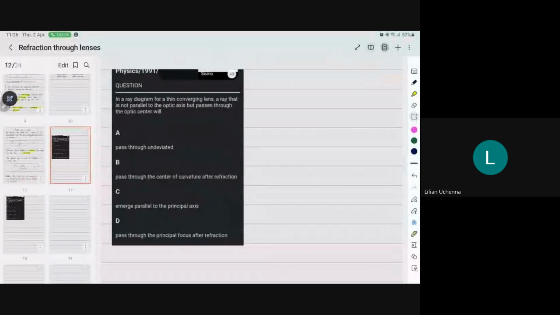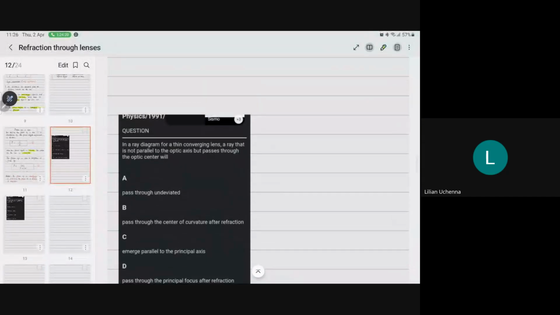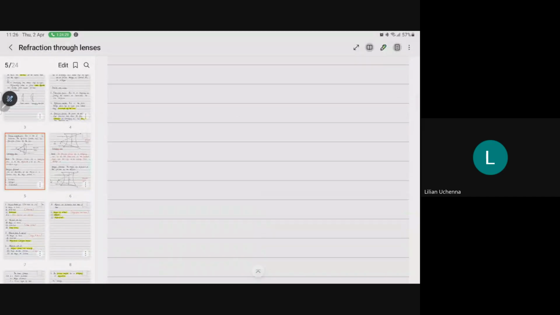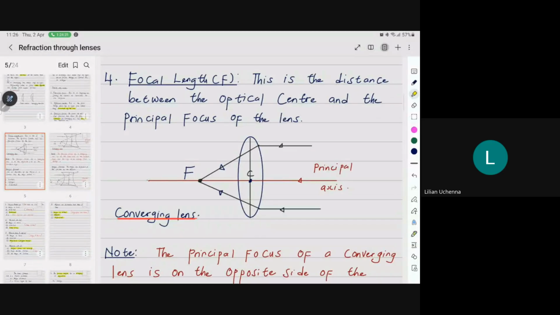Now, a ray that is not parallel to the optics but passes through the what? Optical center, right? Because if it is parallel, what happens? It is going to be deviated. If you check that lens, it's going to be deviated if it's parallel, okay? So now look at the ray. It is parallel to the principal axis, and when it goes through, it's going to be deviated.